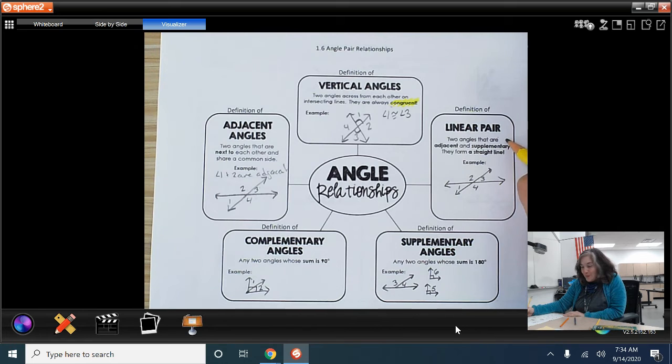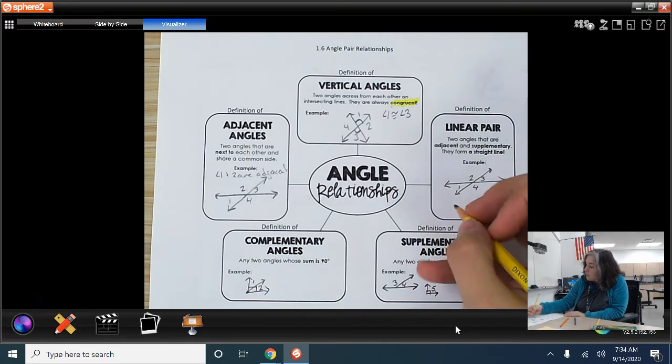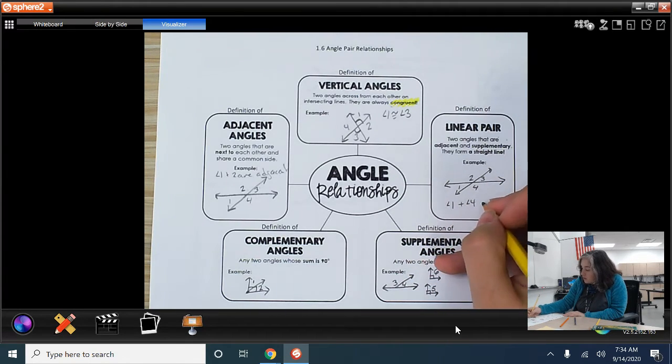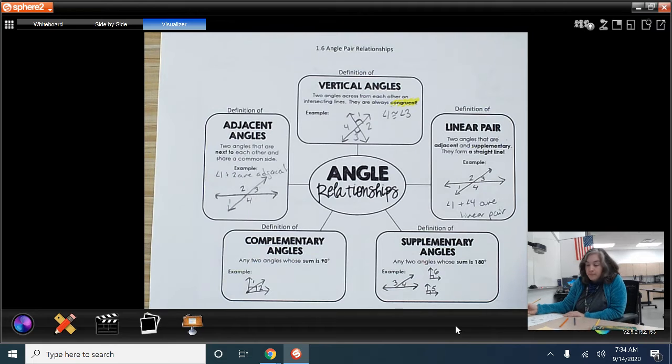Now let's look at linear pairs. These are two angles that are adjacent and supplementary. They form a straight line. So angle 1 and angle 4 are a linear pair.